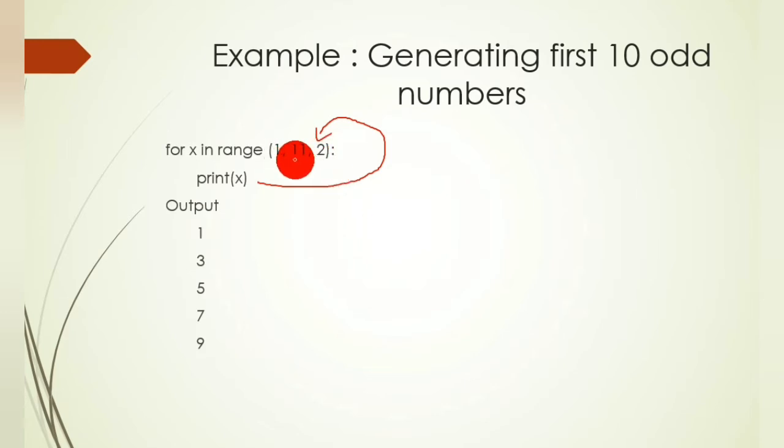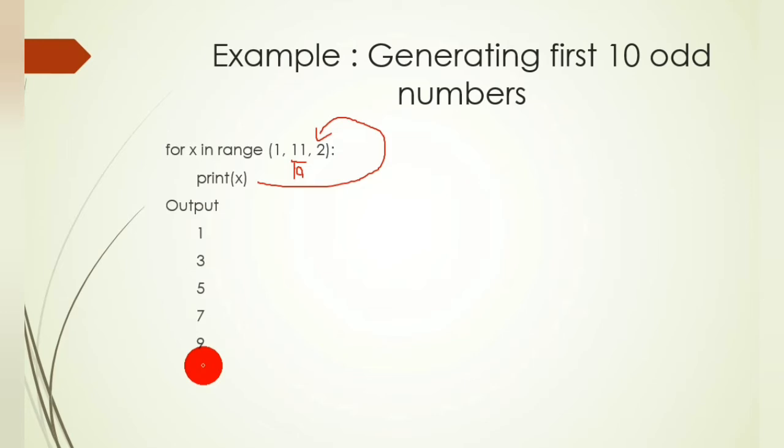But your stop value, what is the upper limit given? 11. Upper limit 11 means what it will take? Upper limit minus 1. That means it stops up to 10. So your x value is 11. So the condition is false. The loop exits. Okay. So it prints the values from 1 to 9.